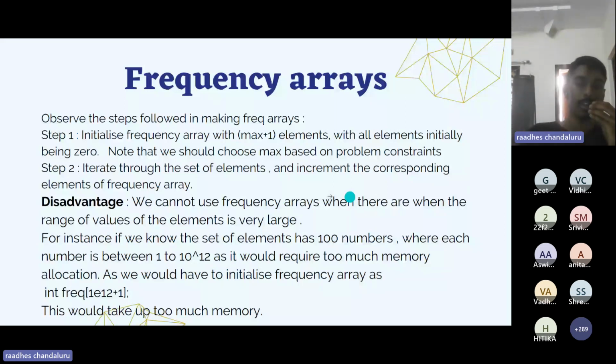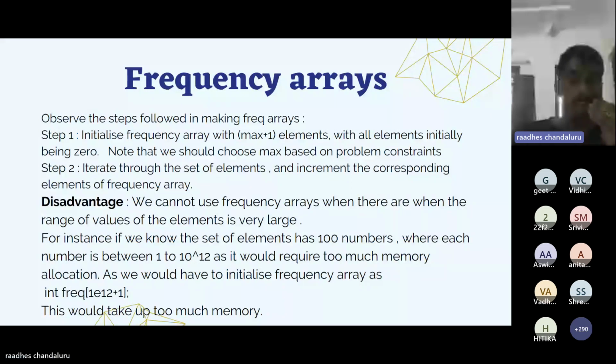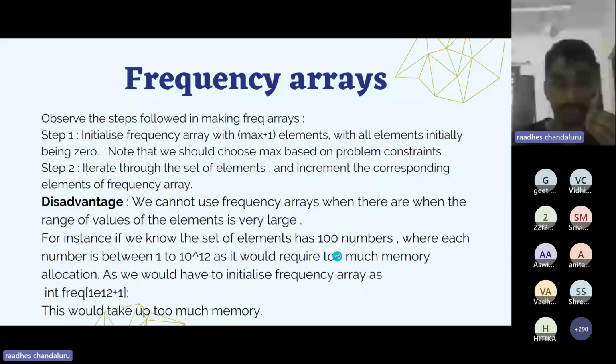The disadvantage of frequency arrays is when there is a very large maximum value. Let's say for instance, there is a set of elements that has 100 numbers, and each number lies between 1 and 10 power 12. So we would need to create a frequency array with 10 power 12 plus 1 elements. So this is one disadvantage of frequency arrays.